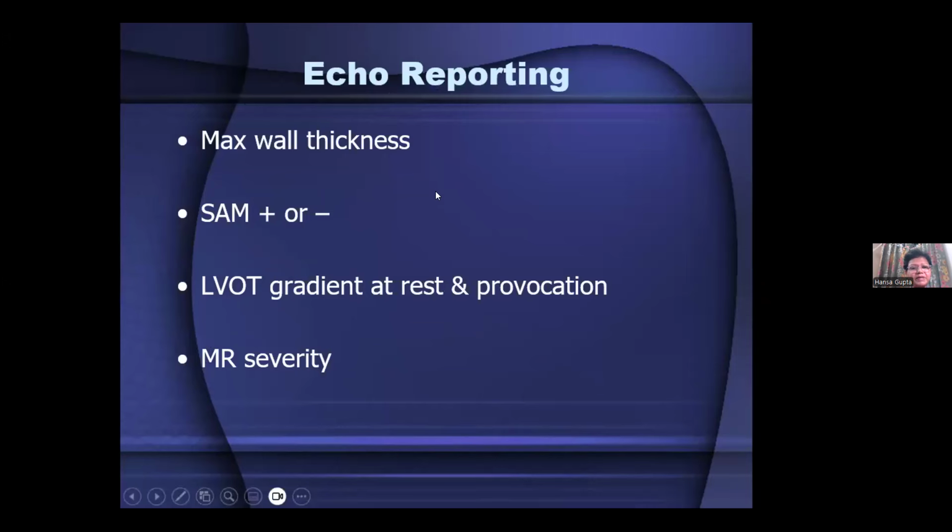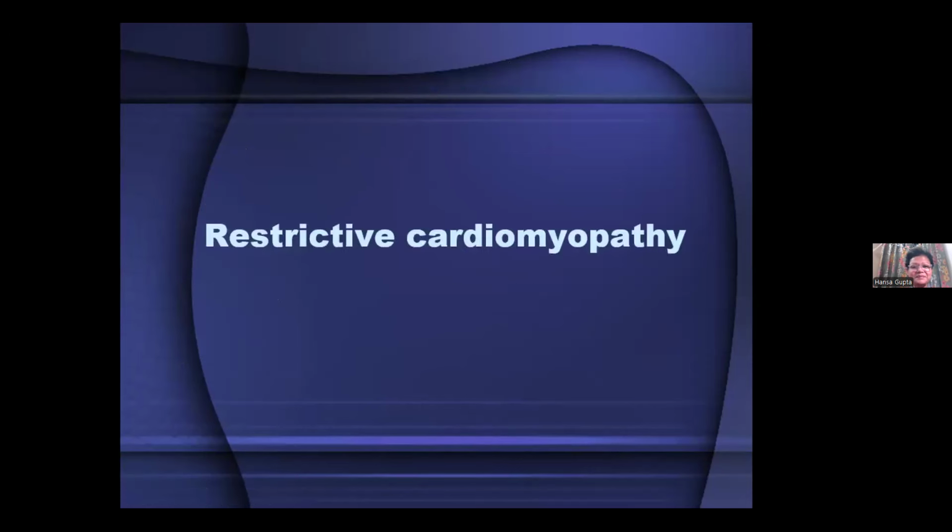So echo reporting should not miss this, which is very important: maximum wall thickness, and whether SAM is present or not. You need to mention it even if it is not present, so that the clinician, the cardiologist, knows that you have SAM in your mind. Then LVOT gradient at rest and provocation both, even if it is 27 and 27 mmHg at rest and provocation. And report the MR-CVRT. This is how your report will show that you are a very good echocardiographer and trained by Jirop, right? Okay, coming to the last entity, restrictive cardiomyopathy.